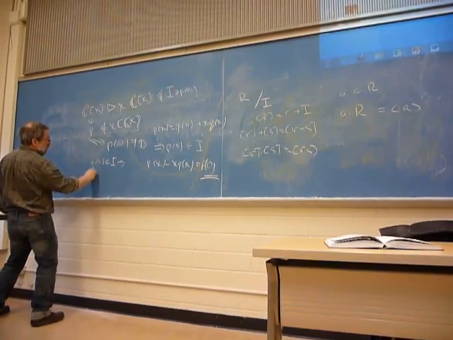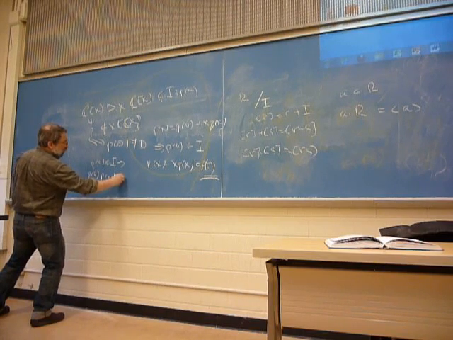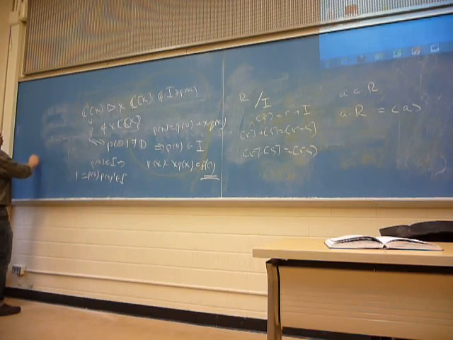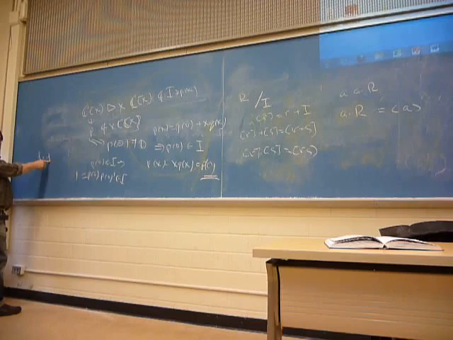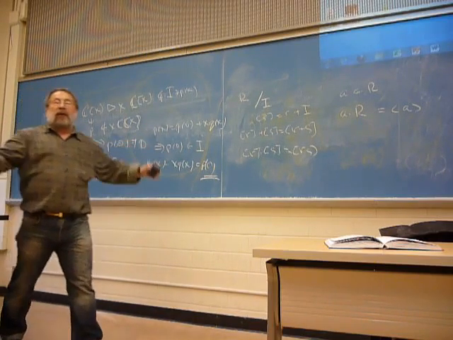Therefore, P of 0, which is not 0, you remember, multiplied by P of 0 inverted, is also in my ideal. So 1 is in my ideal, right? So if I have any f, then f multiplied by 1, and 1 is in the ideal, must be in my ideal. So that's your maximal ideal.